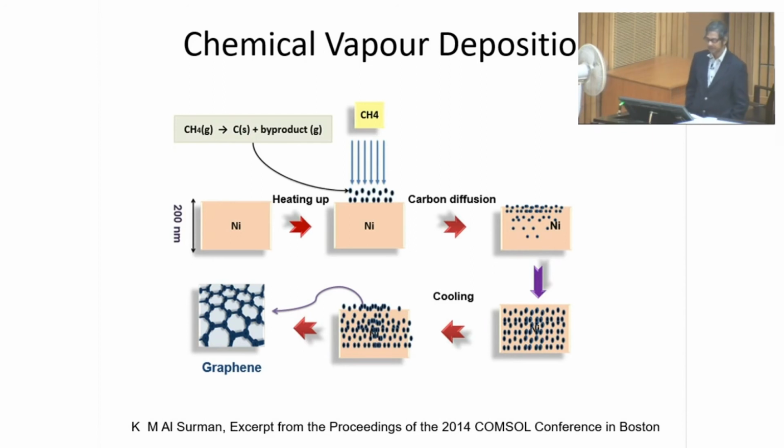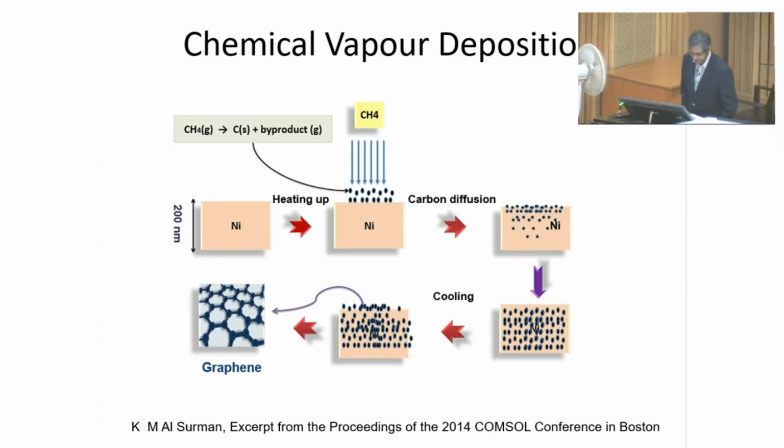heat it up to certain temperatures, and then you can use methane gas. Once the methane gas is dissociated at high temperature, it will produce carbon, and the byproduct is a gas, mostly moisture. This carbon then can dissolve inside the nickel, and once the nickel is supersaturated, graphene will form on the surface of the nickel.